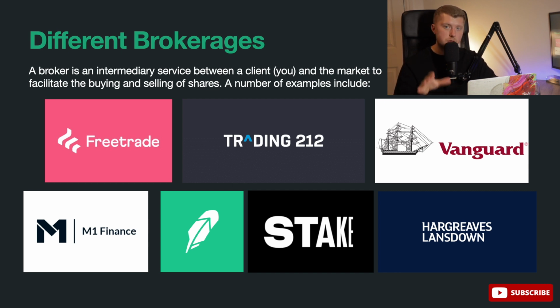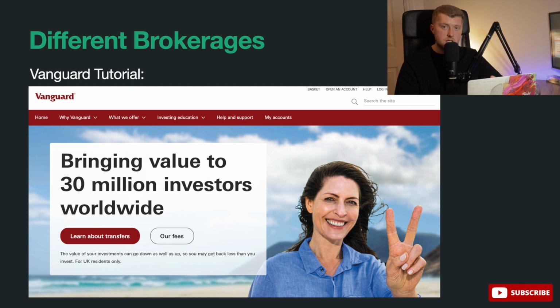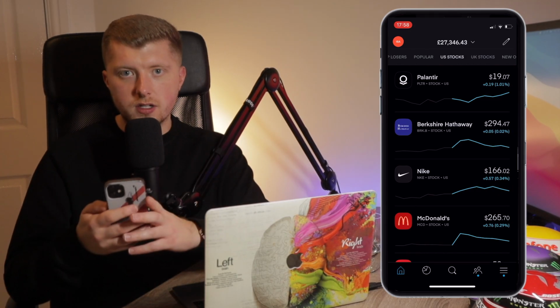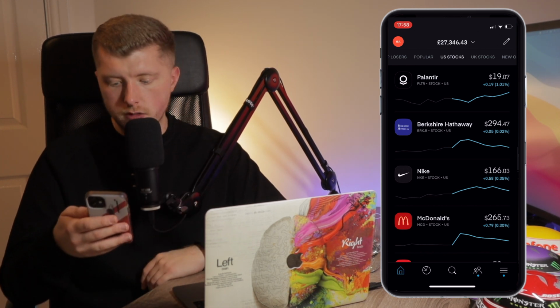Now, for me personally, I have used and currently use, as of right now, Free Trade, Trading 212, and Vanguard. I have no experience whatsoever in any of these other apps which are up on screen, but Free Trade, Trading 212, and Vanguard are the ones which I've personally used. So in light of that, I thought we'd pause the presentation now, and I'd give you guys a little bit of a rundown of both Trading 212, and we'll also discuss Vanguard and do a little bit of a tutorial. I'll show you my investment portfolio as well, and we'll dig into it in a little bit more detail.